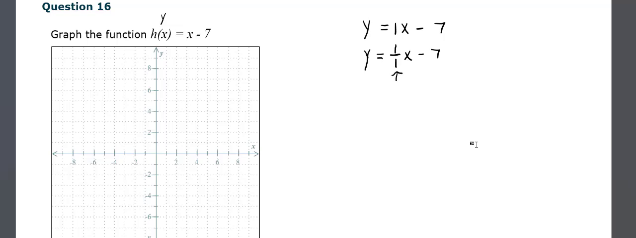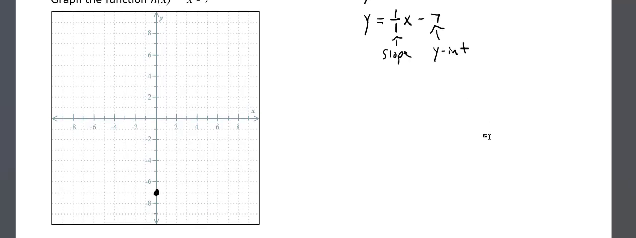So our slope is 1, or 1 over 1, and our y-intercept, our starting point, is negative 7. So we come to our y-axis at negative 7. And from there, the change in our rise is 1. So we move up 1. And the change in the run, our denominator, is 1. So we move up 1 and to the right 1. And again, if we want to plot another point, from that point, we move up 1 and to the right 1. And again, draw our line through those 3 points.